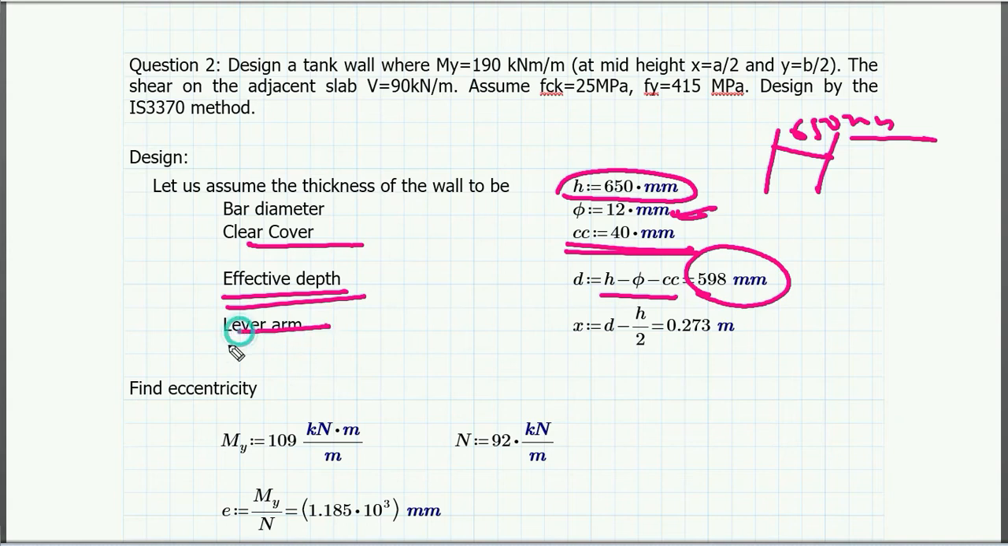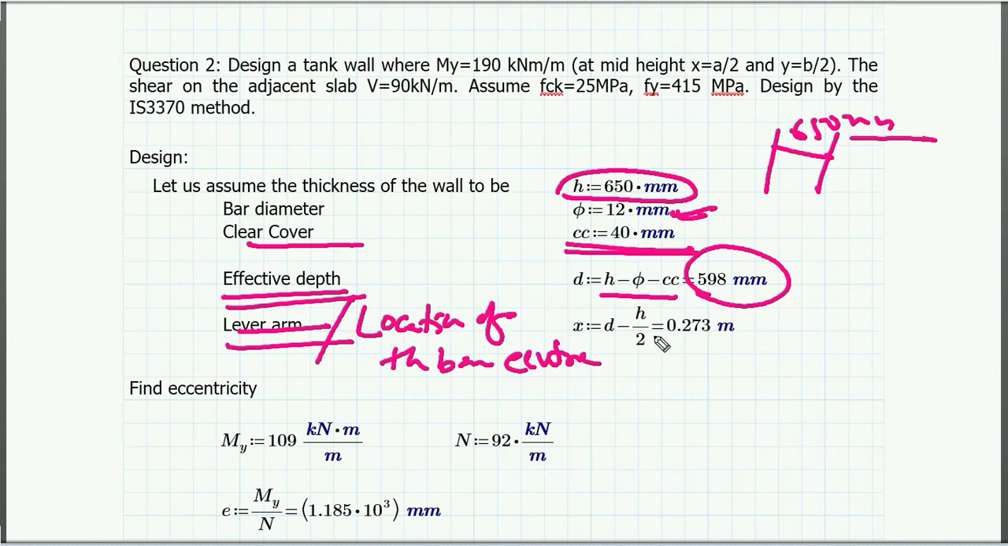And the lever arm, or actually I should say the location of the bars from the center, is given by d minus h by 2, which is equal to 0.273. This is the location of the bar from the center of the section, which is 0.273 meter.